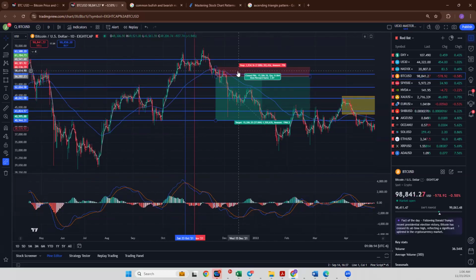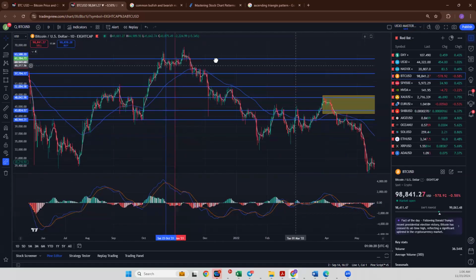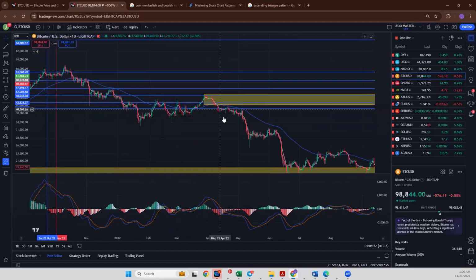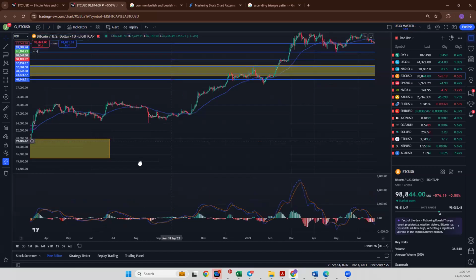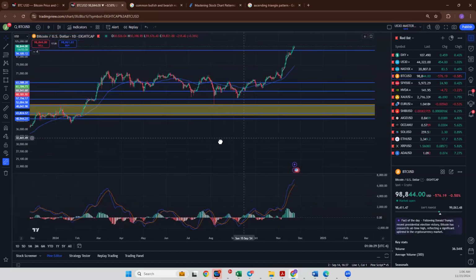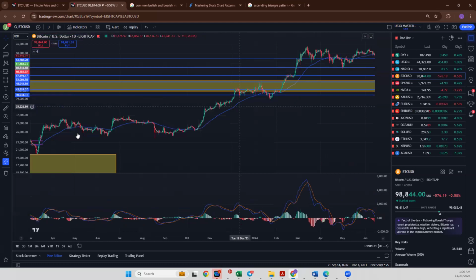Another example is another structure that you would really want to look at, a double bottom, right? So a double bottom is the exact opposite of a double top, and you see a lot of those in the market also.